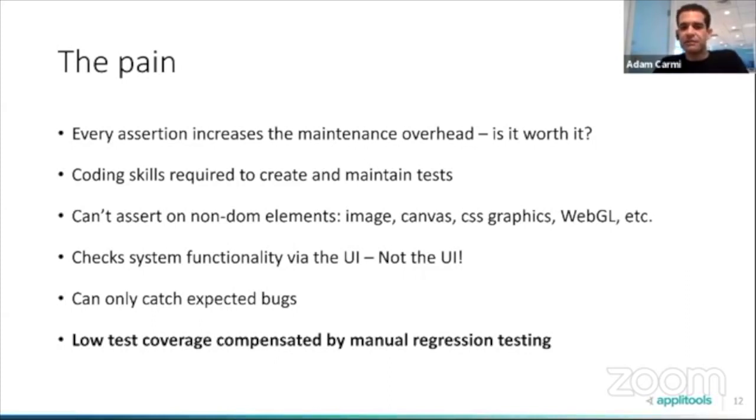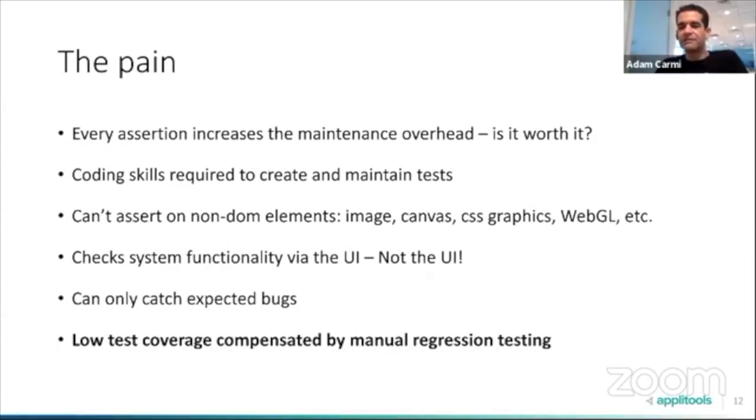Coding skills are required to create and maintain tests, which is a huge bottleneck. We see teams where you have a bunch of people that are responsible for automation, and there are hundreds of manual testers, right, that are there to fill the gaps. You cannot assert on non-DOM elements, images, Canvas, CSS graphic, WebGL, to name a few. So again, more coverage gaps.